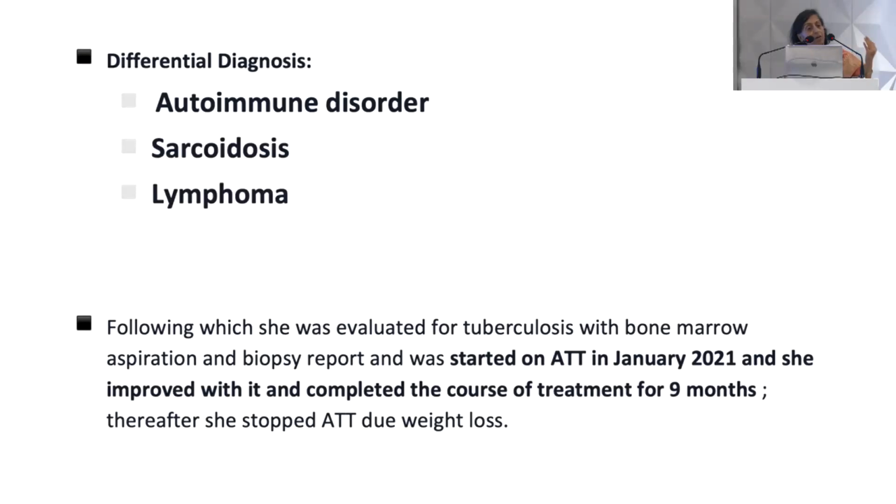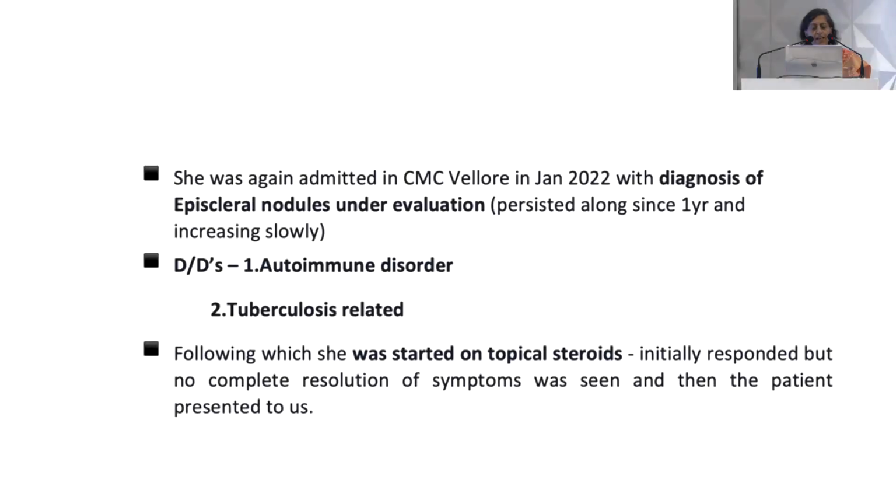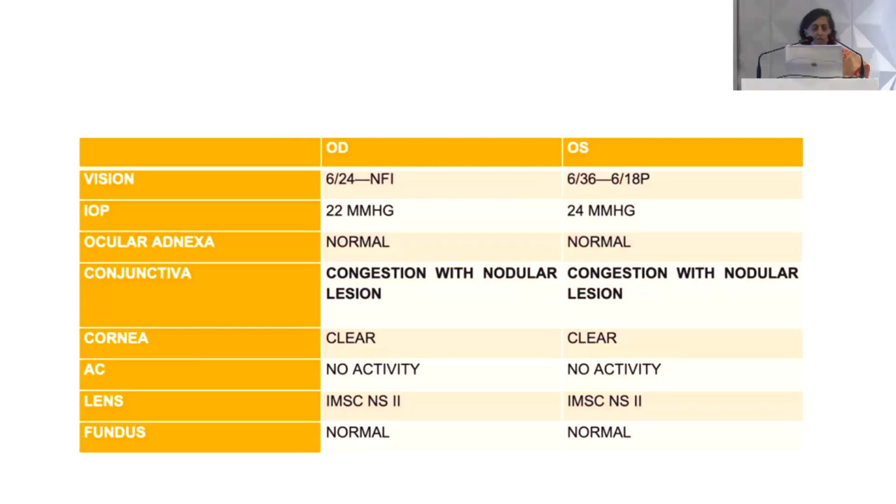There was already a previous history of ATT. So she'd already been treated with ATT before that, and she improved and completed the course of treatment for 9 months. But again, she was admitted with a diagnosis of episcleral nodules. So now she had the eye involvement in the form of episcleral nodules. Again, the differential was autoimmune or tuberculosis related. She was started on topical steroids. Initially, she showed some response, but there was no complete resolution of symptoms.